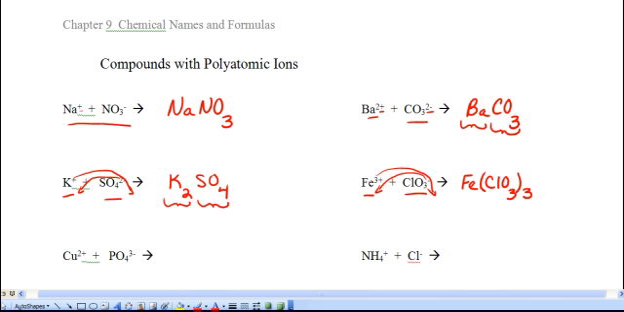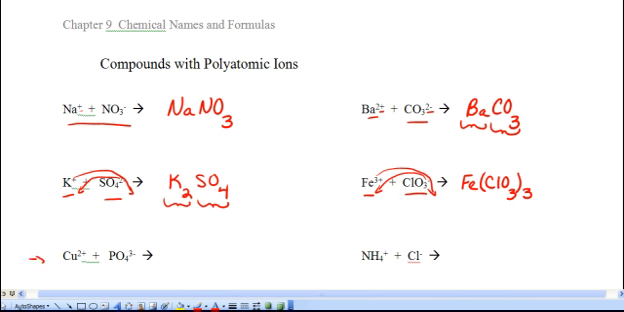What this is going to mean is that you're going to have only one iron, you're going to have 3 total chlorines, and 9 total oxygens. You distribute the 3. If you're counting up the individual atoms, you distribute the 3 across the parentheses.